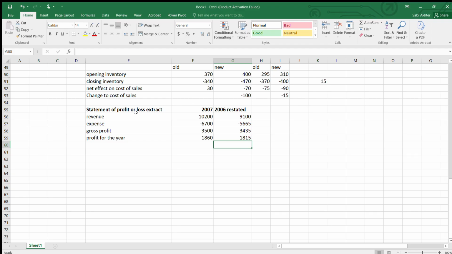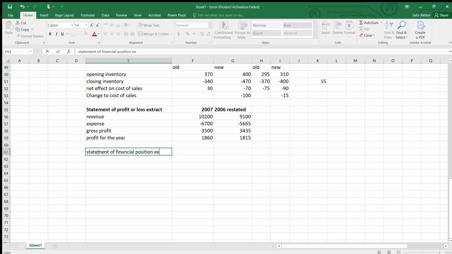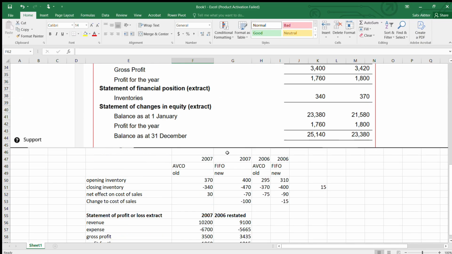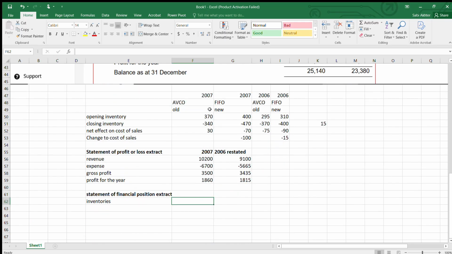Done. Now, statement of financial position extract. You only have inventories under this to record. And closing inventories, by the way, under IAS 2, not ACCA. So it is closing inventory, this 470 and 400. 400 for 2006 closing inventory and 470 for 2007.